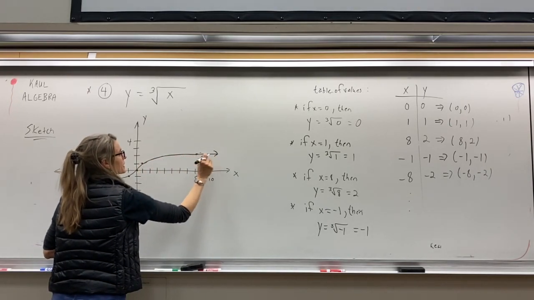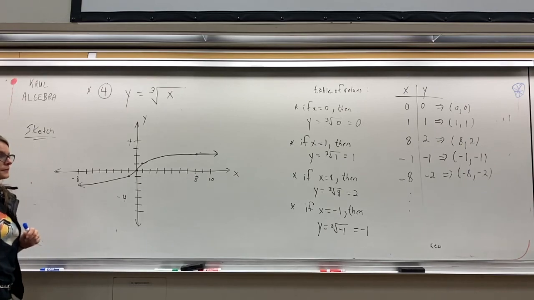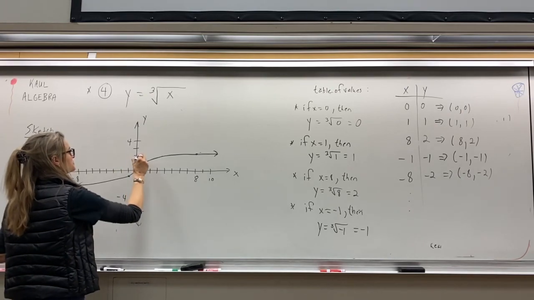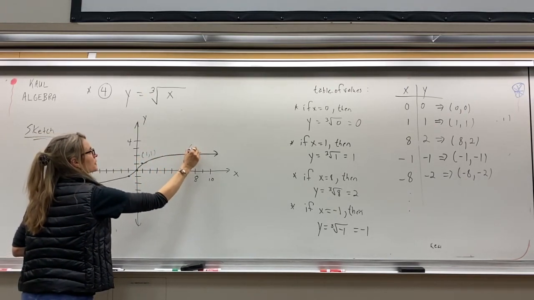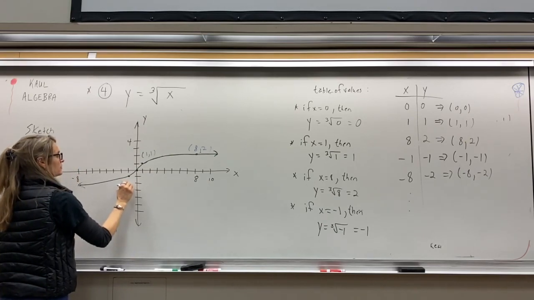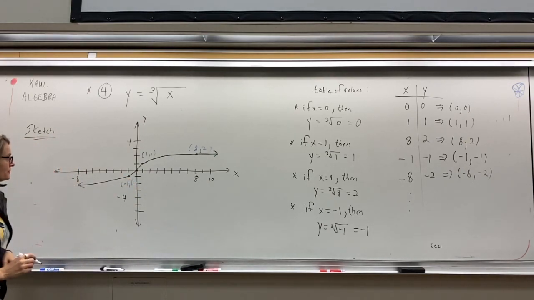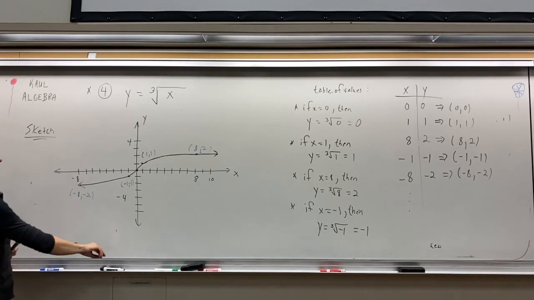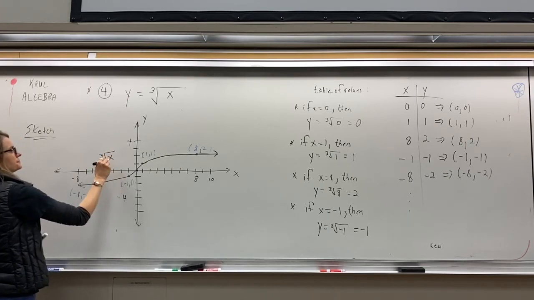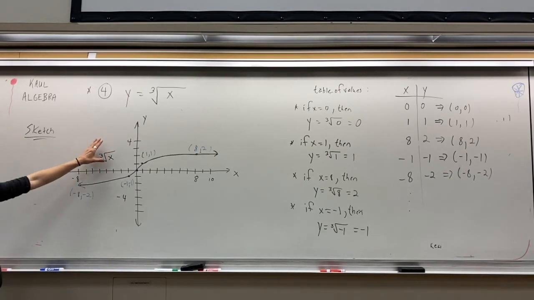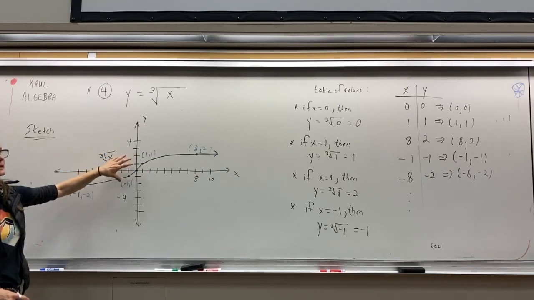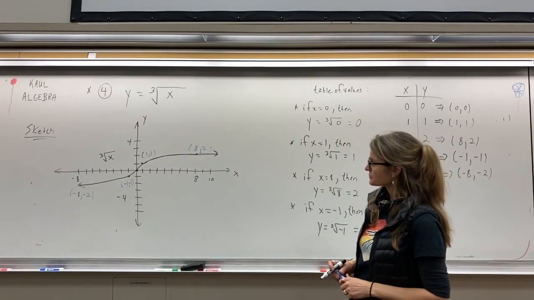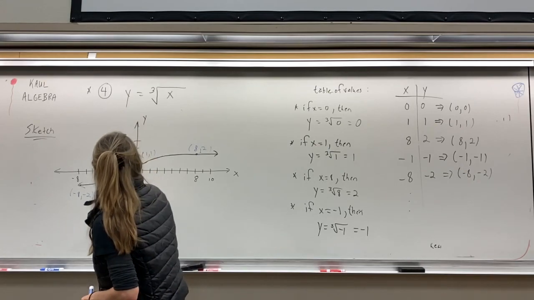Okay, I gotta show the arrow because it goes on far, far, far. There's an infinite array of points. So what I want to do is label some of these: (1, 1), (8, 2), (-1, -1), and (-8, -2). And that's your cube root of x graph. So this equation correlates to this graph. They're the same thing, two ways of representing the same relationship. This is the cube root of x graph.